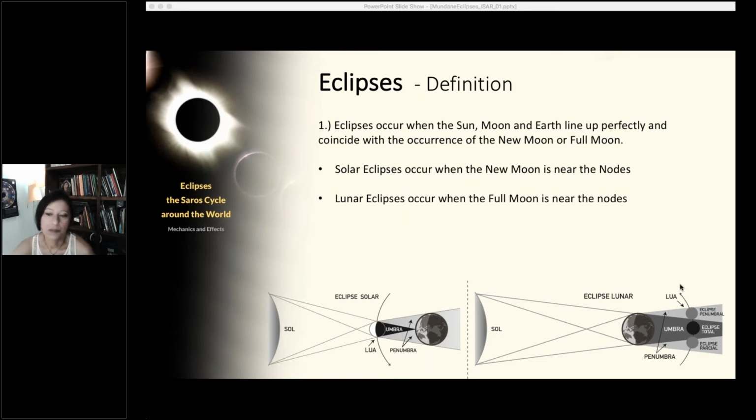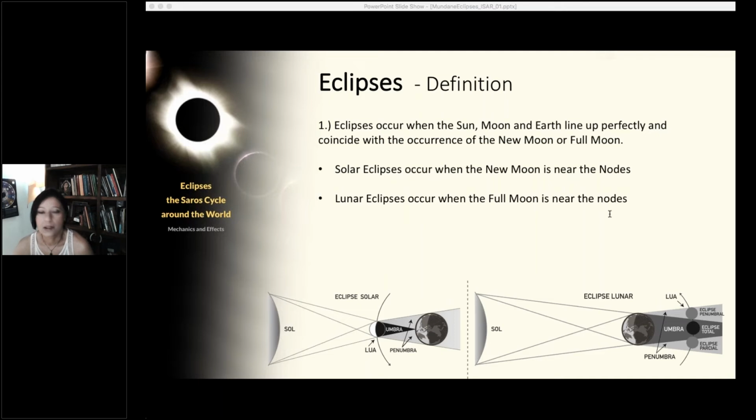There are different types of solar eclipses. The partial solar eclipse is when the lunar disk only covers parts of the sun. The total solar eclipse is when the lunar disk completely covers the sun, and the annular solar eclipse is when the moon is far away. It's in its apogee, so we can see the ring of the light around the sun's disk.